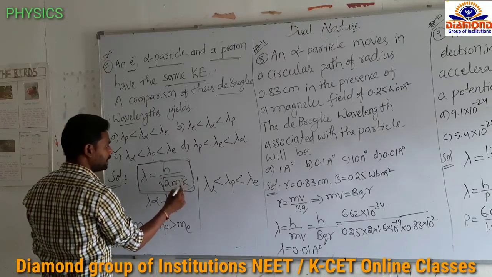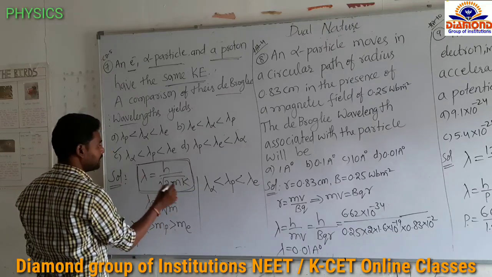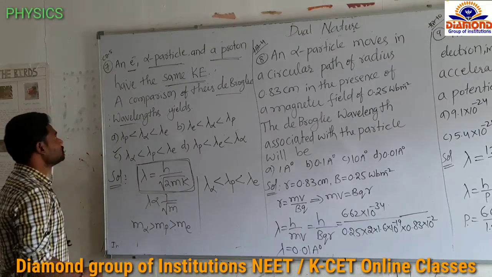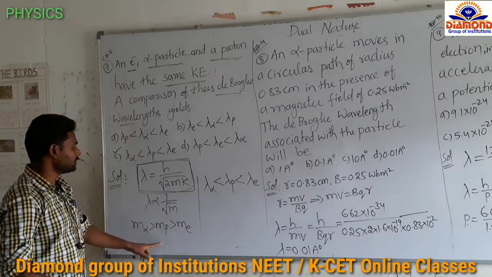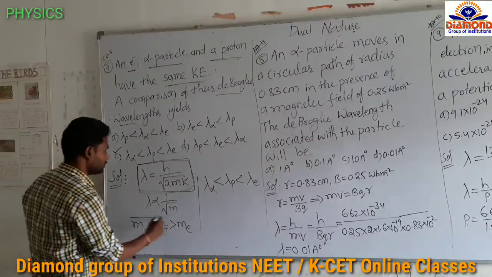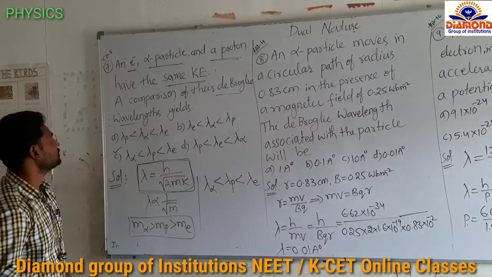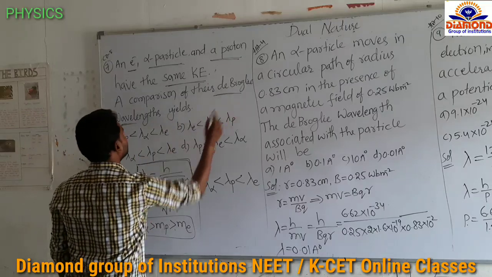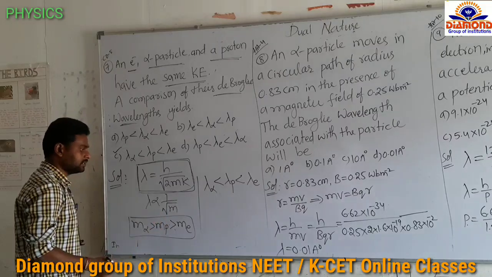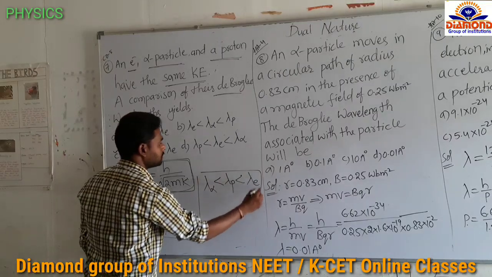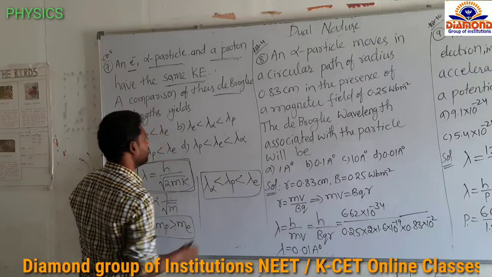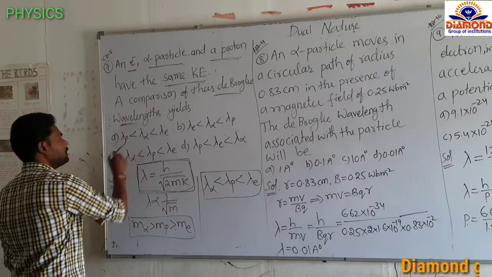Now here they mention the kinetic energy is the same. The relationship between wavelength and mass is that lambda is inversely proportional to the square root of m. Here the mass of the alpha particle is more than the proton, and the mass of the proton is more than the mass of the electron. So this is the relationship for the mass. But they are asking for the de Broglie wavelength comparison, and the wavelength and mass are inversely proportional. So we get lambda alpha less than lambda p less than lambda e. So option C is the right answer.